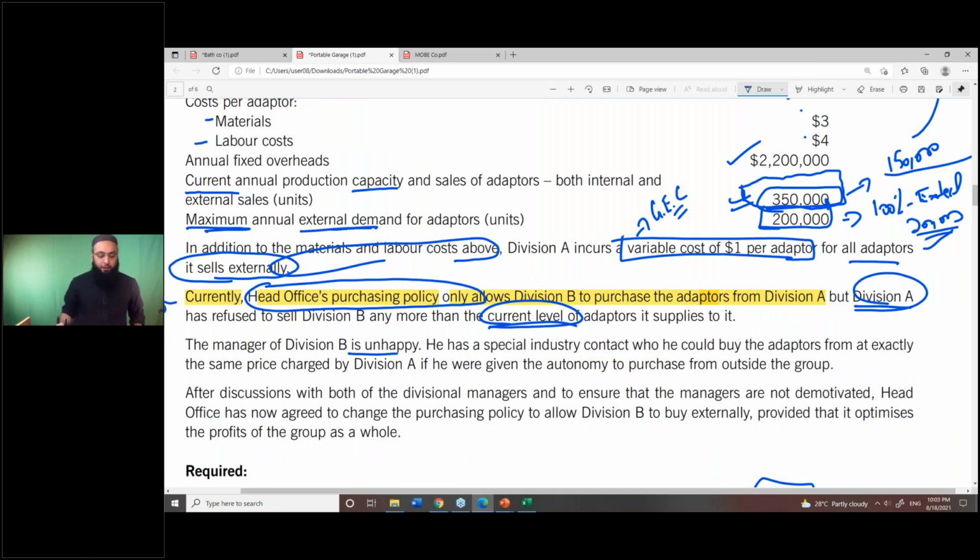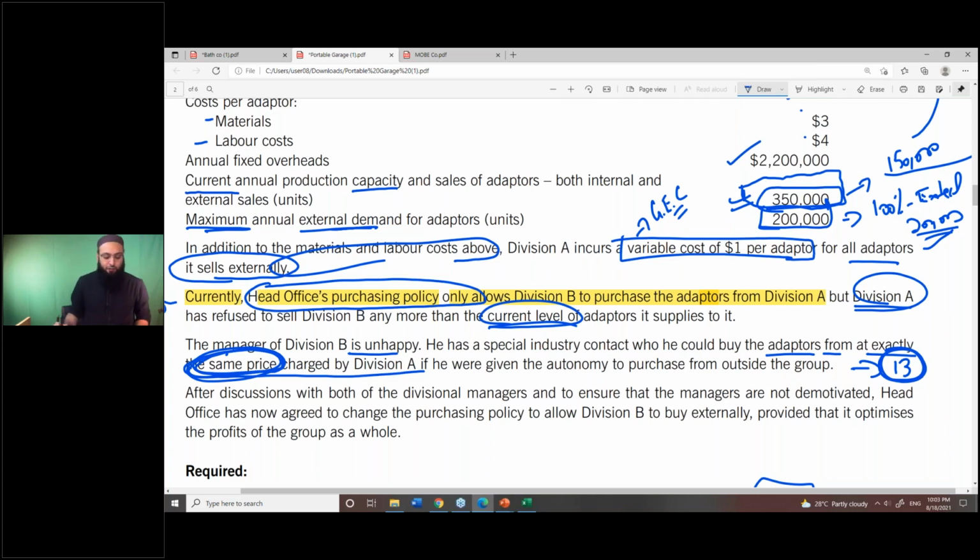That's inevitable. He has a special industry contact who he could buy the adapters from at exactly the same price charged by A if he were given the autonomy to purchase from the outside group. If you are allowed to buy from outside, he says, I can buy at the same price of 13. Don't ask me later on how 13. See, same price, same price.